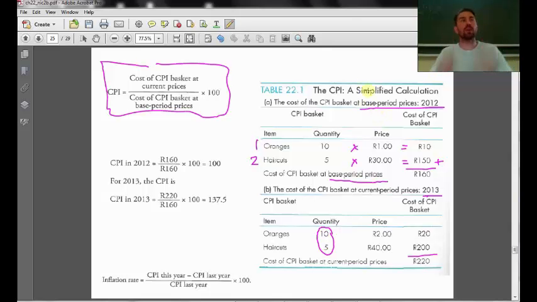So how do we calculate the CPI? What is the CPI? The cost of the basket in whatever year we are interested in, divided by the cost of the basket in the base period, times 100. So what was the cost of the CPI basket in 2012? 160. What was the cost of the CPI basket in our base period? 160. So what is the value of the CPI in 2012? Okay, what is the value of the CPI in 2013?